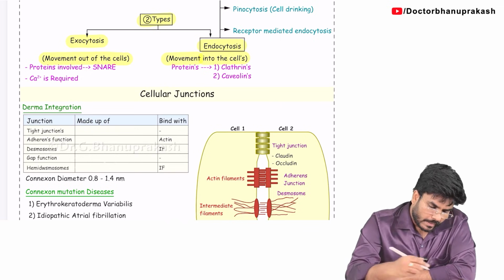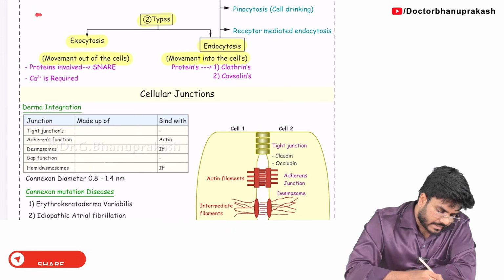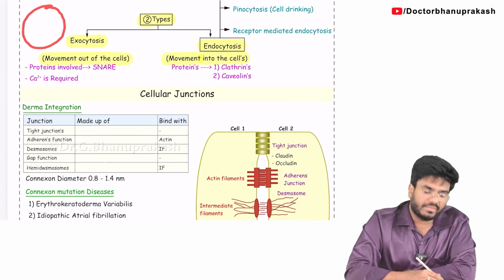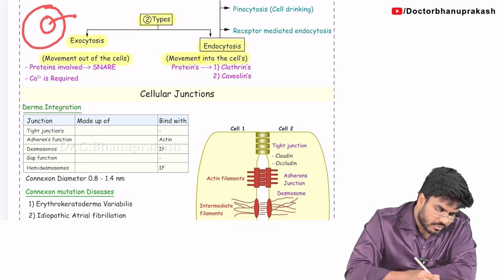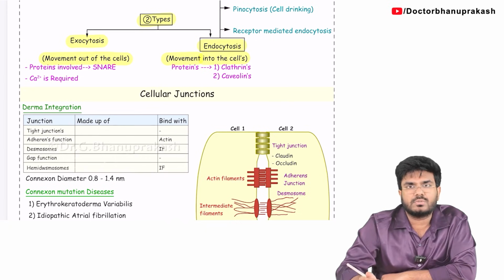Now, let's see exocytosis. In order to perform exocytosis, let's say here is this cell. This cell wants to move some particles out of the cell. By forming a vesicle, it is sending the substances out of the cell. By forming a vesicle, it is throwing the substances out. This is called exocytosis.